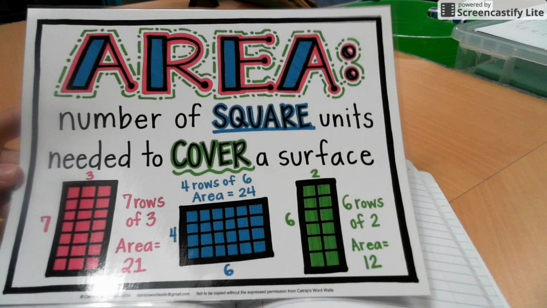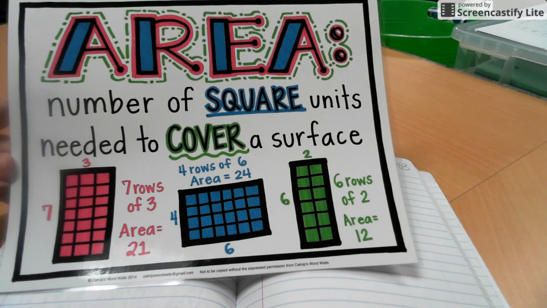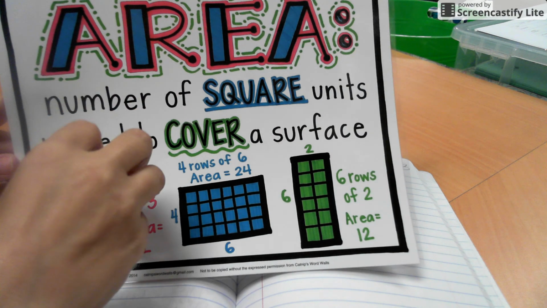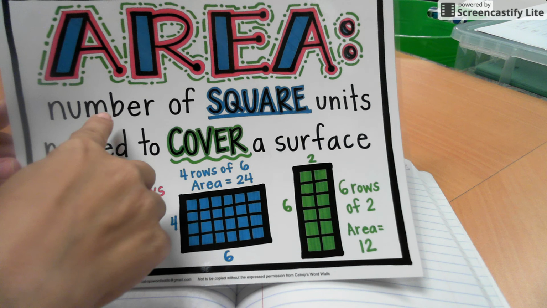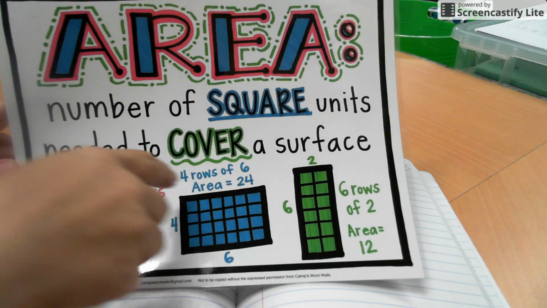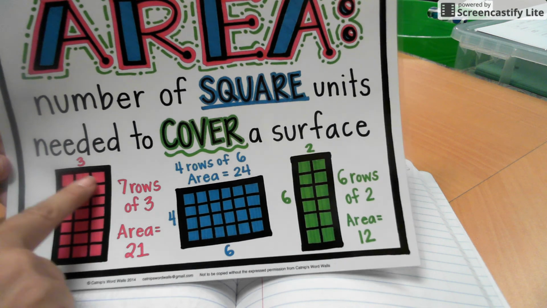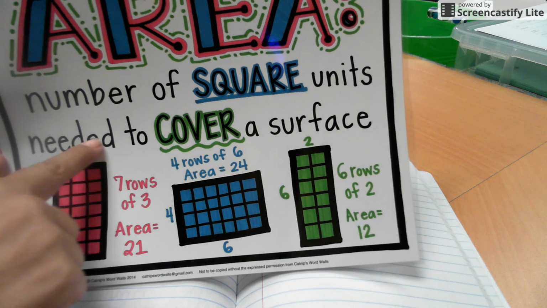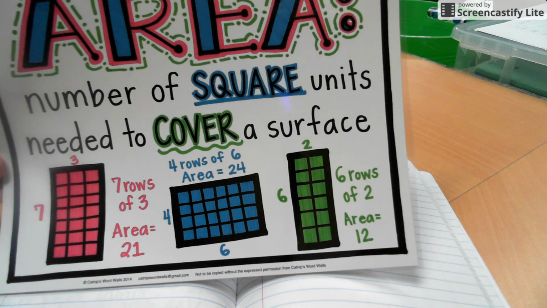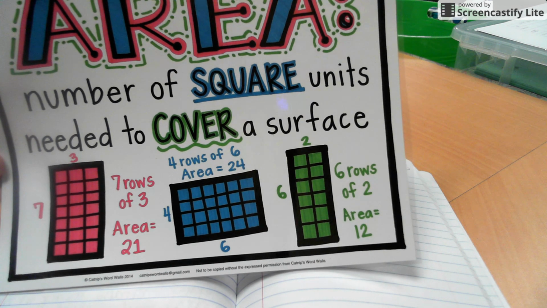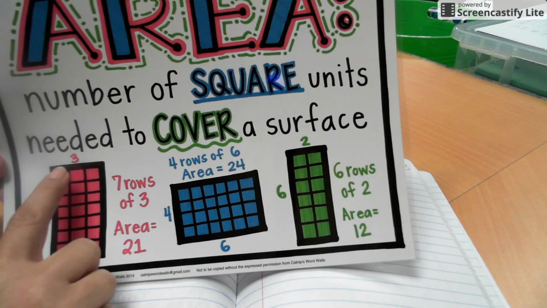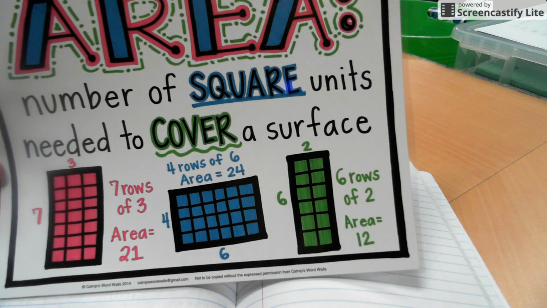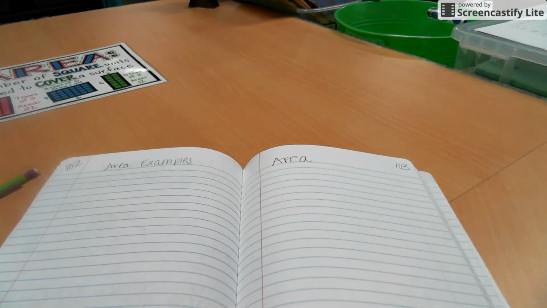All right, so area is a little different than perimeter, but it works the same shapes. So area is the number of square units needed to cover a surface. So the area is going to be the inside. Remember we said perimeter was the rim when you add up all of the outside or do the 2 times length plus 2 times width. Area is the square units on the inside of the shape. So we're going to write that down.